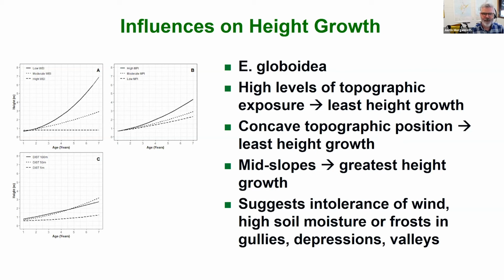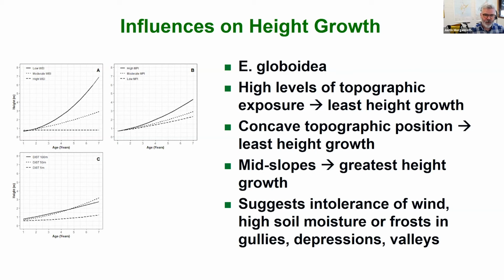And then finally, he found that Eucalyptus globoidea planted on the mid-slope, so not at the top of a ridge, not necessarily at the bottom of a valley, but in the middle there, had the greatest height growth. So taken together, this suggests that Eucalyptus globoidea is certainly intolerant of wind. It doesn't like that exposure to winds.